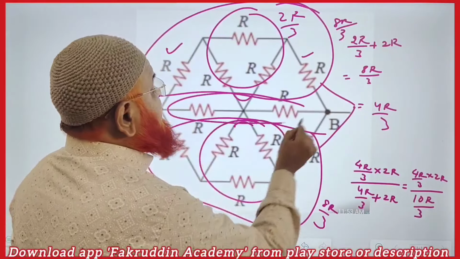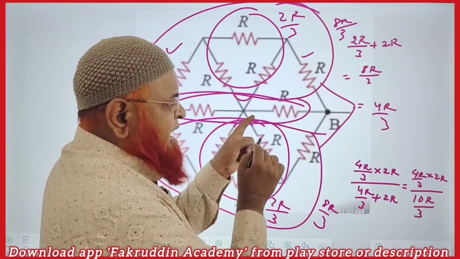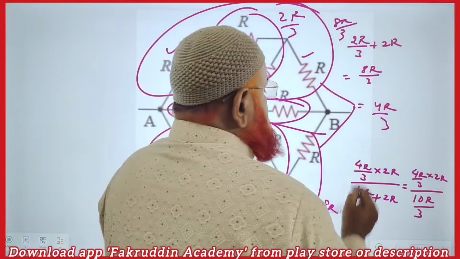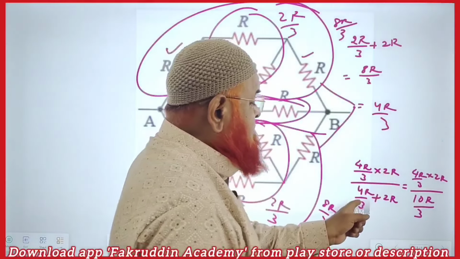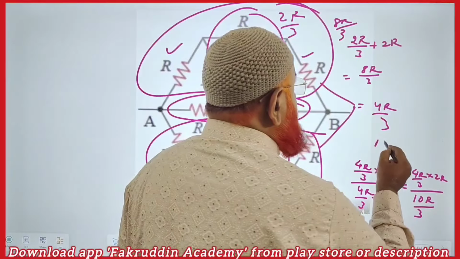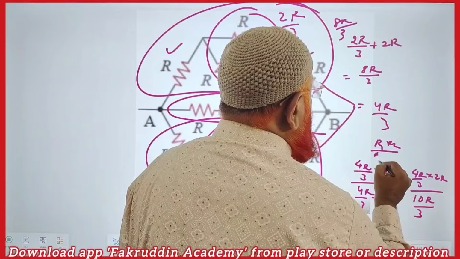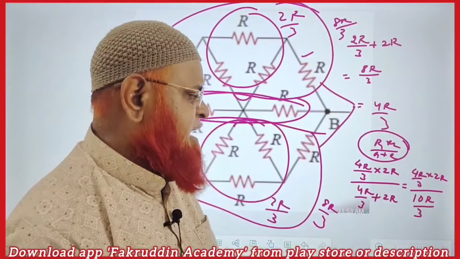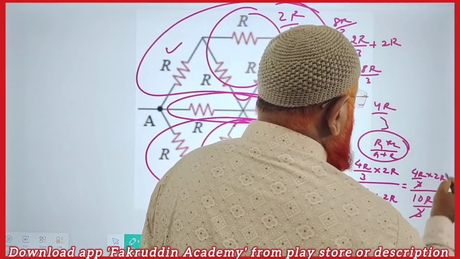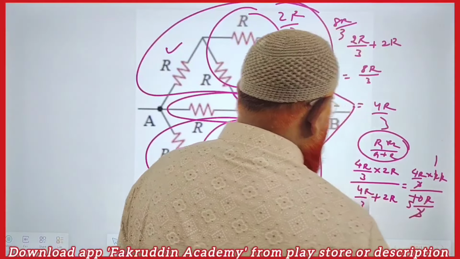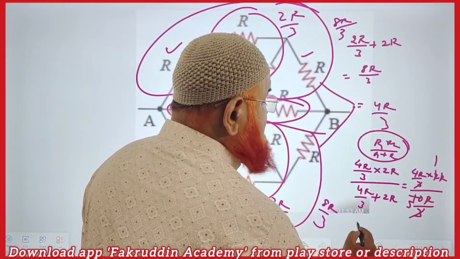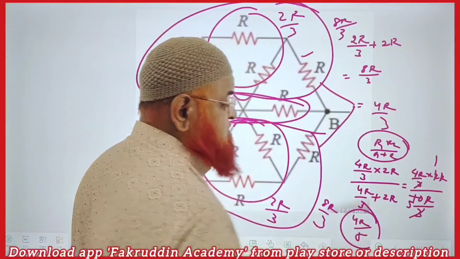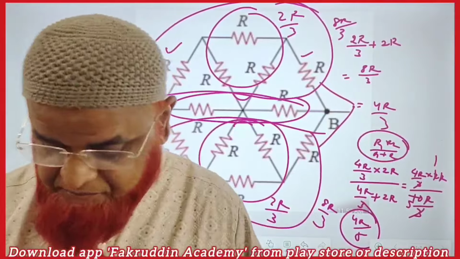But in the middle, there is again 2R. So, 2R. And what is their parallel? 4R by 3 and this 2R are parallel. So, 4R by 3 into 2R by 4R by 3 plus 2R. This is because R1 R2 by R1 plus R2 is the formula in the parallel connection. So, finally, we'll be getting like this. 3, 3 gets cancelled. R, R gets cancelled. 2, 1s, 2, 5s. So, the resultant answer is going to be 4R by 5. That's it. Thank you very much.